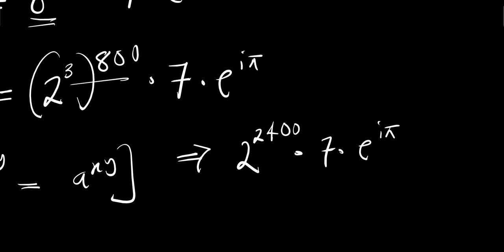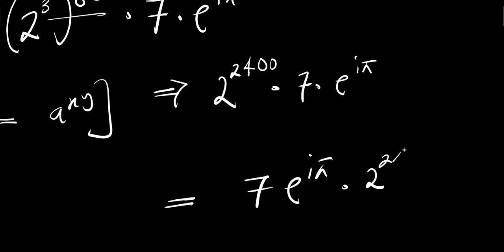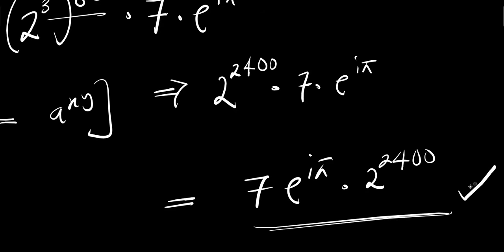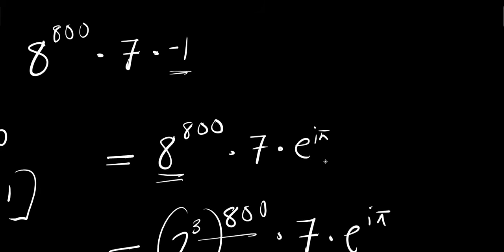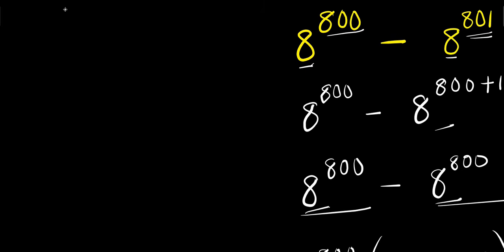That means our final answer, we can express it as 7 e power I times pi times 2 power 2400. We can leave it this way. Now, this is one way of getting our answer. We can also express it using this other way.